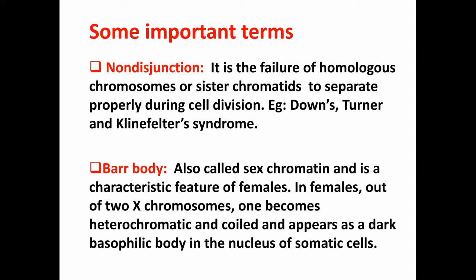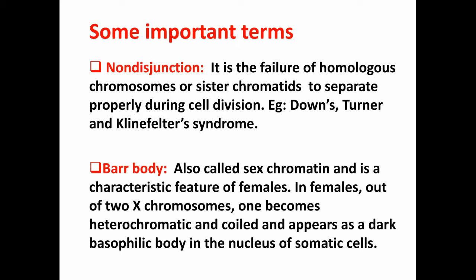Okay, so next, the Barr body. It is also called sex chromatin, which is a characteristic feature of females. In females, out of the two X chromosomes, one becomes heterochromatic and coiled and appears as a dark basophilic body in the nucleus of somatic cells. Okay, so for the Barr body, the most important thing which you need to know is that it is always present and always positive in normal females. Okay, in normal males, it is never present.